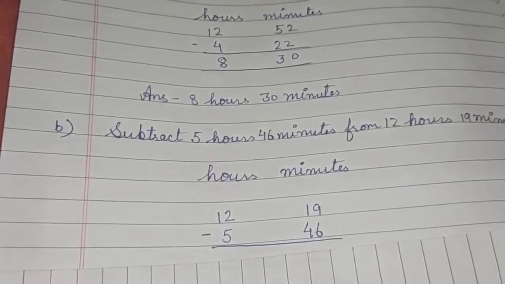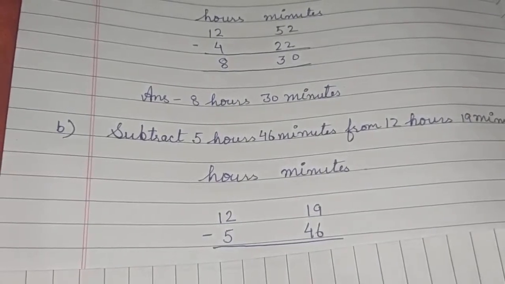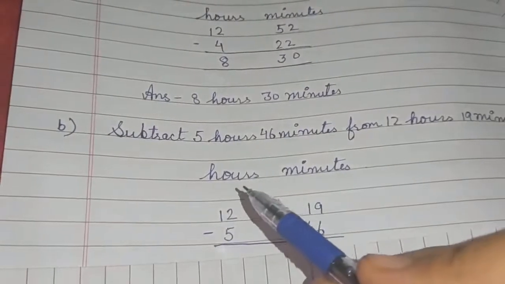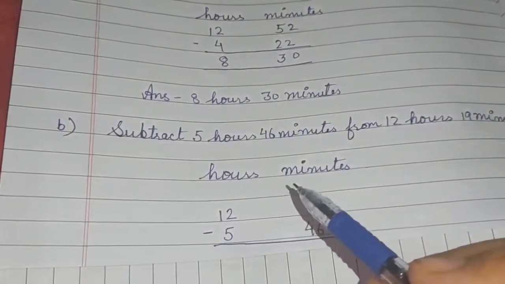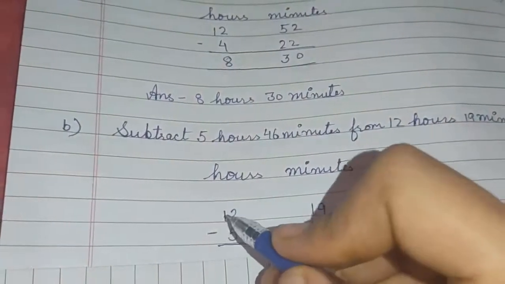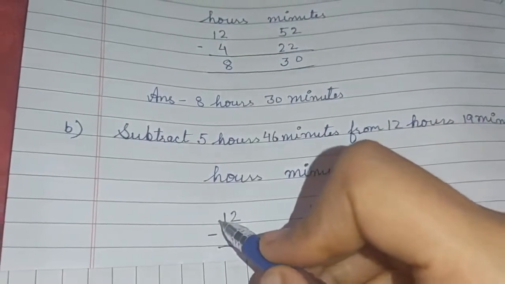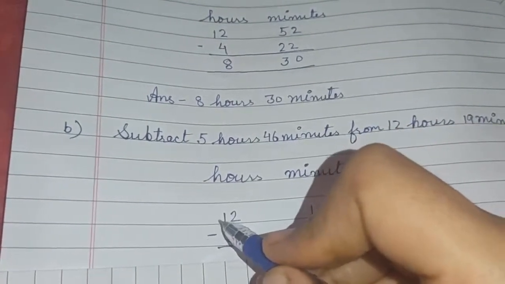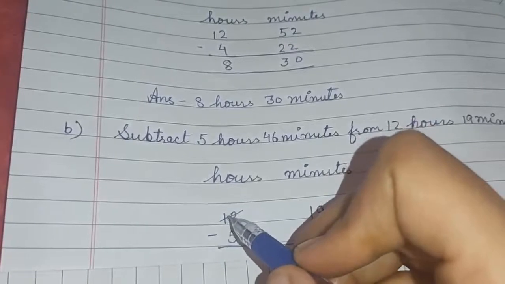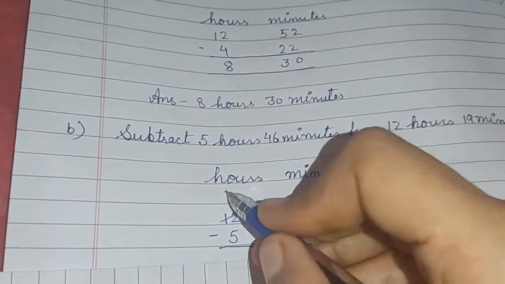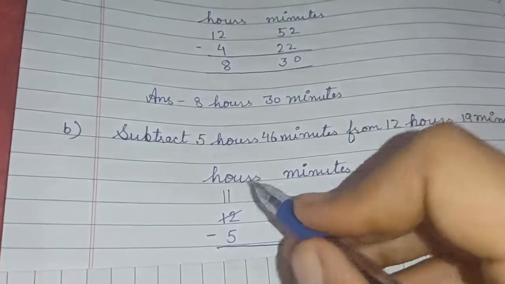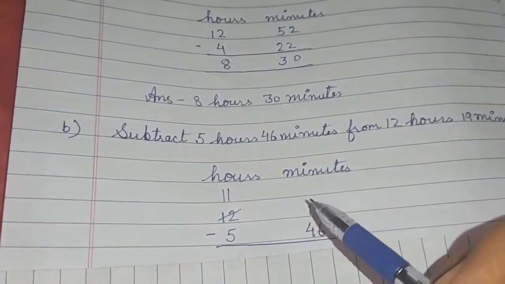The thing which you have to remember is that you have to borrow 1 hour from these hours. So let's start doing it. We will take 1 hour from these 12 hours. So these 12 hours will become 11 hours, and as you have taken 1 hour from these 12 hours, so what will you do?